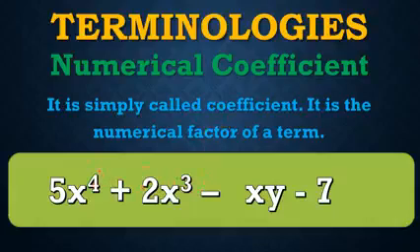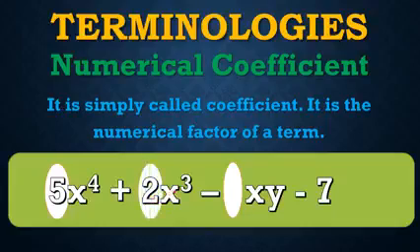Yung first term natin is the 5x to the 4th power. Ano kaya yung magiging numerical coefficient? Yung number, okay, na makikita before your variable. That is 5, okay? So, with 5x to the 4th power, 5 is our numerical coefficient. Another term is 2x cubed. Ano kaya yung magiging numerical coefficient? That is 2. Okay? 2 is our numerical coefficient in 2x cubed.